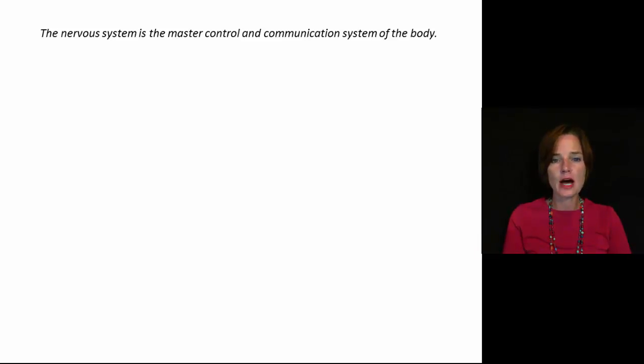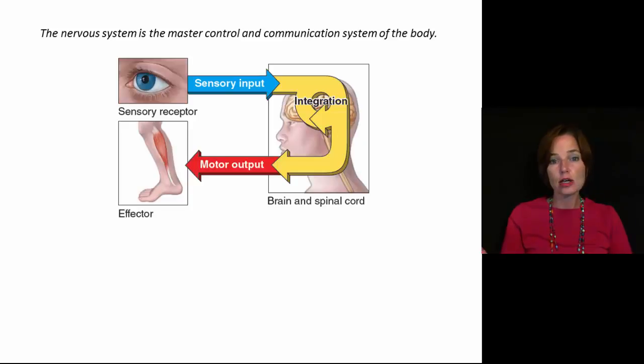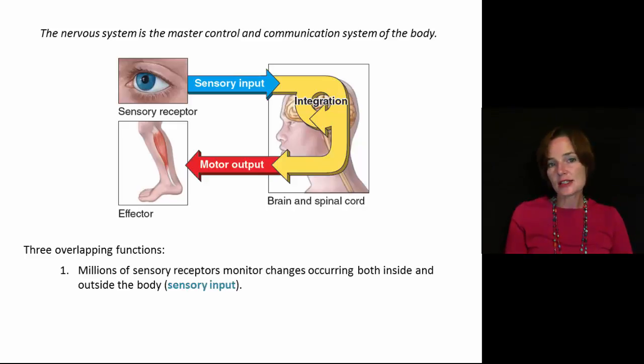And when we're talking about this master control system, there are three basic components to this. There's going to be a sensory receptor, there's going to be an integration center, and then there's also going to be an effector. Between the three of these, there are essentially three overlapping functions. So if we talk about the sensory receptor first, millions of sensory receptors are going to be responsible for monitoring changes that occur both inside and out of our body. So that is called sensory input. So they are going to monitor that sensory input.